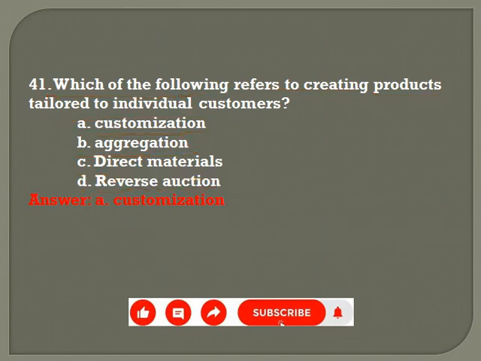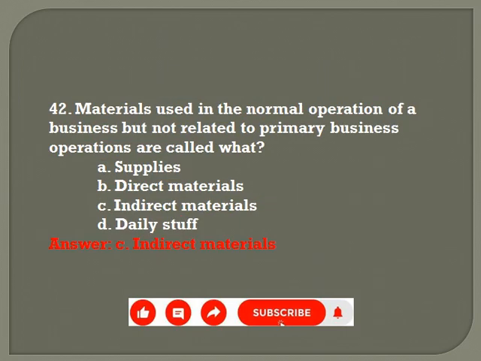Our next question, materials used in the normal operation of a business but not related to primary business operation are called what? Given options are option A supplies, B direct materials, C indirect materials, D daily staff. Your correct answer is option C indirect materials.